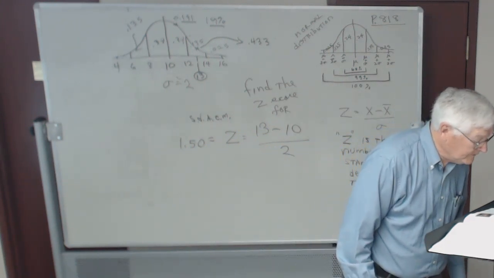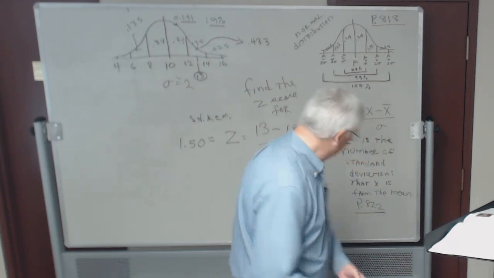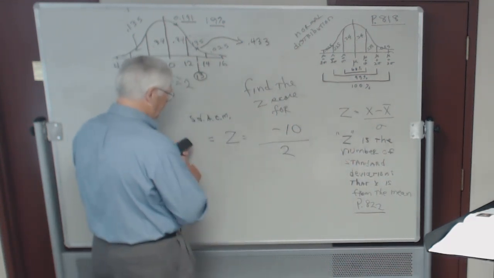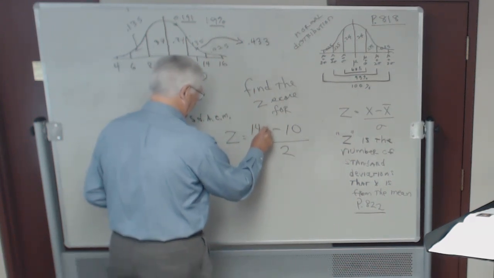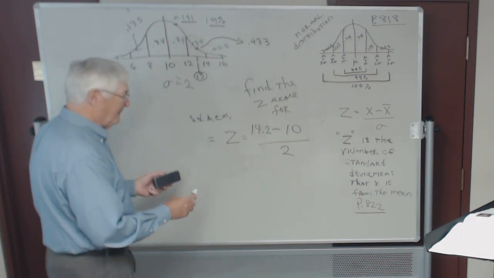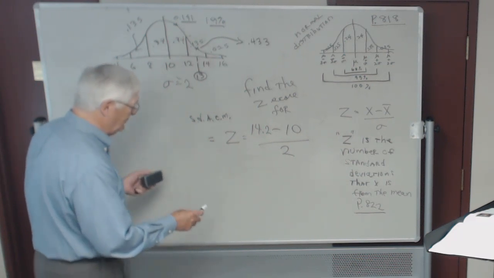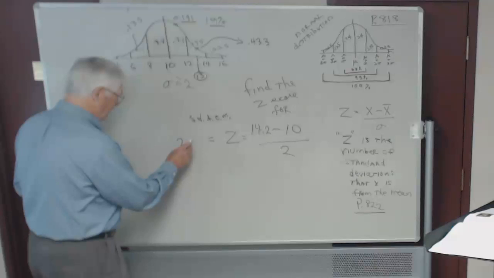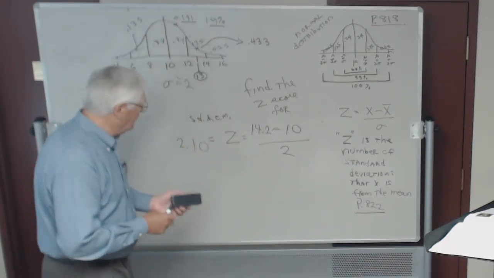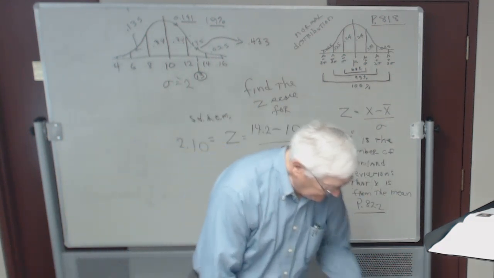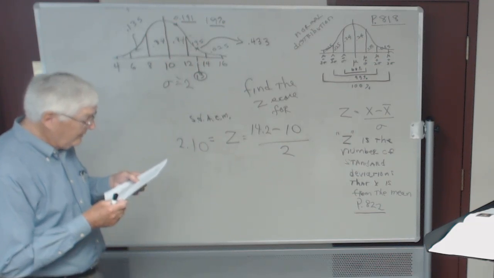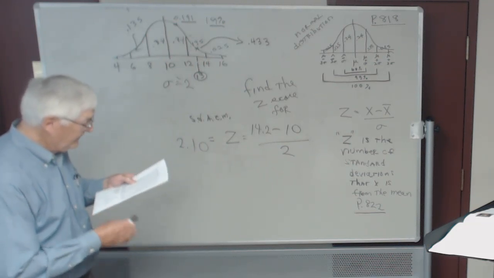So what's the next one? 14.2. So we change this to 14.2. And what's 14.2 minus 10? 4.2 divided by 2, 2.1. So we come down here and we look at 2.10, and what's the number?